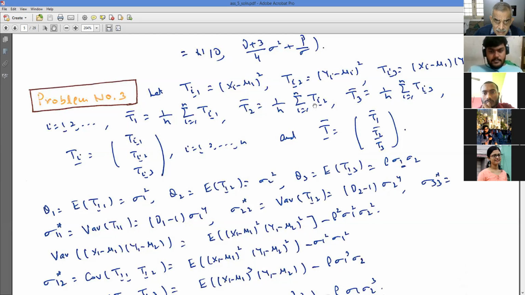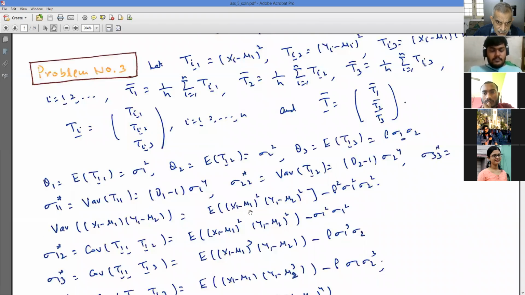What is the second diagonal element? By the same logic, it relates to yi's. It would be nothing but (gamma 2 minus 1) sigma 2 to power 4, where gamma 2 is the kurtosis of yi's. Is that okay? What is sigma 3,3, which is nothing but the variance of this quantity, which is nothing but the variance of (x1 minus mu1)(y1 minus mu2), which is nothing but expected value of (x1 minus mu1) whole square (y1 minus mu2) whole square, minus expected value of this, whole square. But expected value of this is nothing but the covariance between x1 and y1, which is nothing but rho sigma 1 sigma 2, so square of that. So rho square sigma 1 square sigma 2 square.